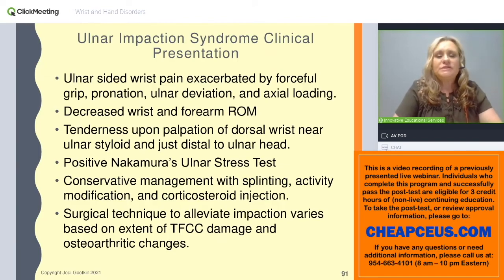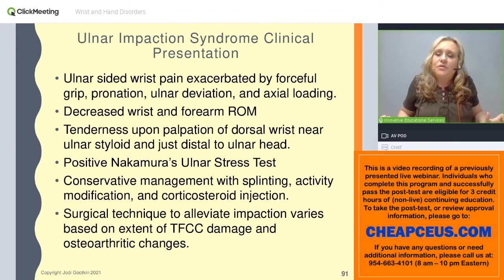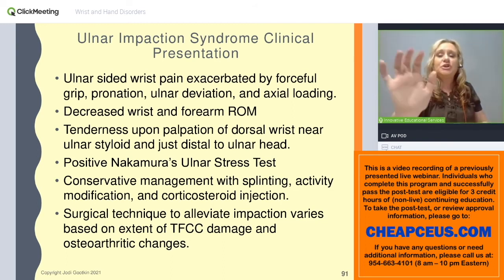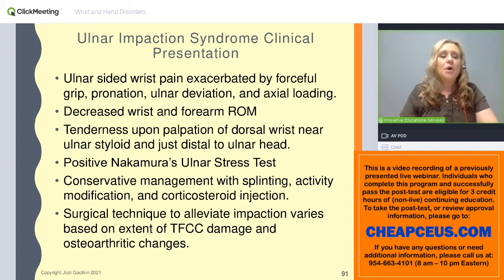The way someone will present clinically if this is happening, they're going to complain about that ulnar-sided wrist pain, particularly when they do those pronation and gripping type activities, or where they're doing any activity where they're weight bearing through their wrist. Sit to stand may be the first thing that you think of. We also weight bear on that ulnar side of our wrist when we're pushing a door closed, pushing a drawer closed. Lots of different activities would cause that pain for the individual. Decreased range of motion into that pronation and wrist movements, as well as pain in that ulnar region.